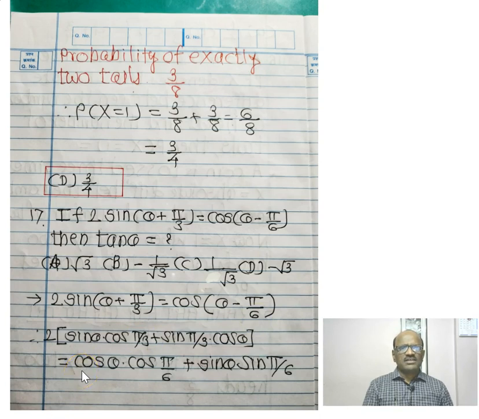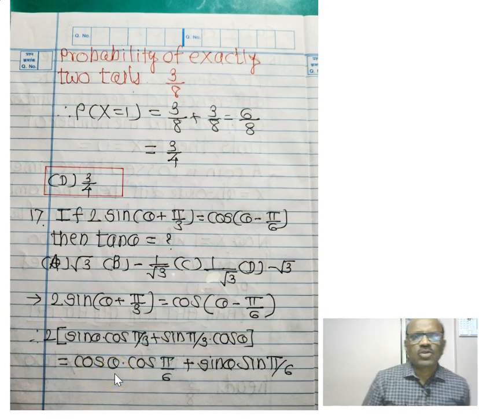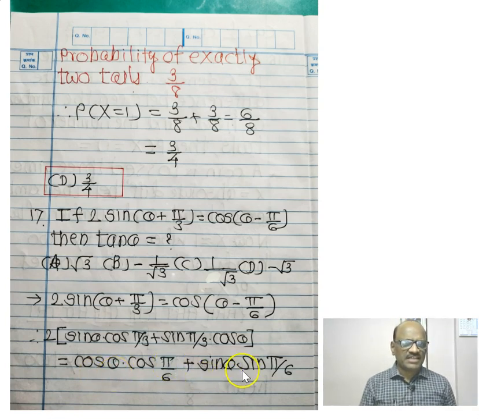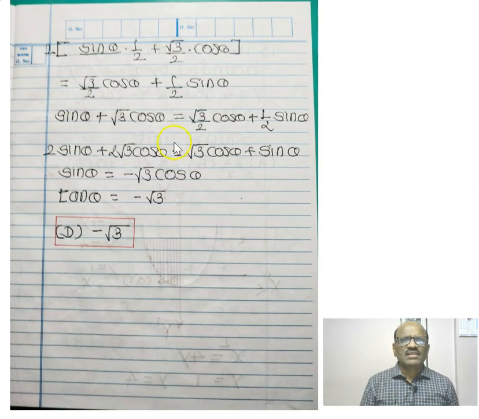Cos of theta into cos... that is the cos of a minus b, cos a cos b plus sine a sine b. In the same way, here it is written cos theta into cos of pi by 6 plus sine theta into sine of pi by 6. And substitute the values. That is 2 sine theta into 1 upon 2 plus root 3 upon 2 cos theta, that is equal to root 3 upon 2 cos theta plus 1 upon 2 sine theta. Simplify this.